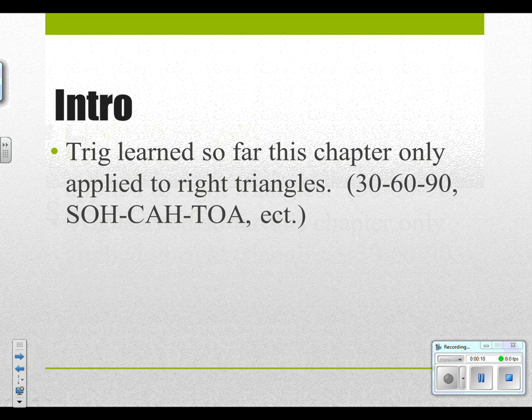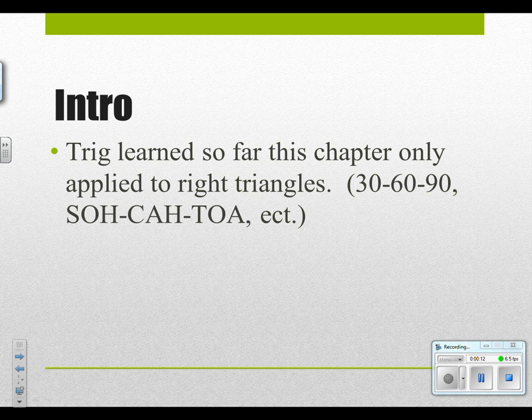Intro stuff. A reminder about what we've learned so far this chapter. When we learned, to begin with, the Pythagorean theorem, what kind of triangle did that have to be? A right triangle. For our special right triangles, what two angle measurements could we use? Yep, the 45, 45, 90, and the 30, 60, 90. So those have pretty specific requirements.